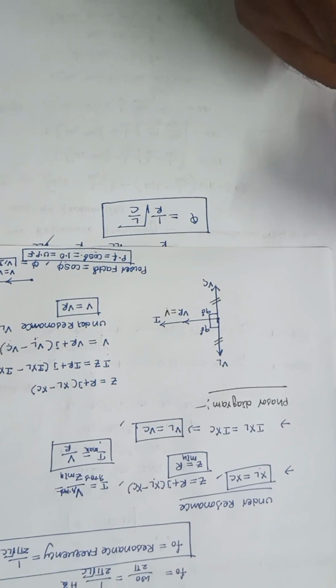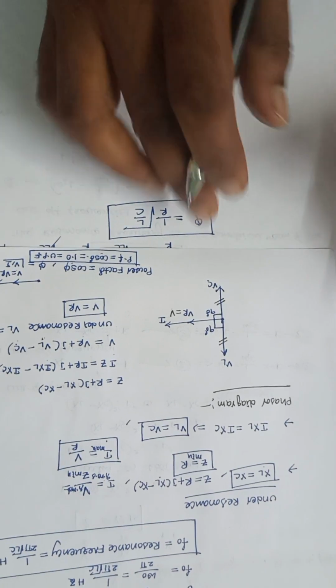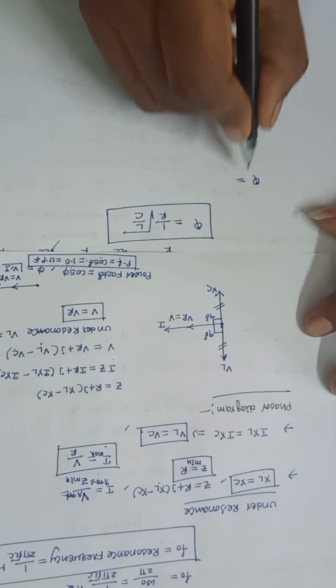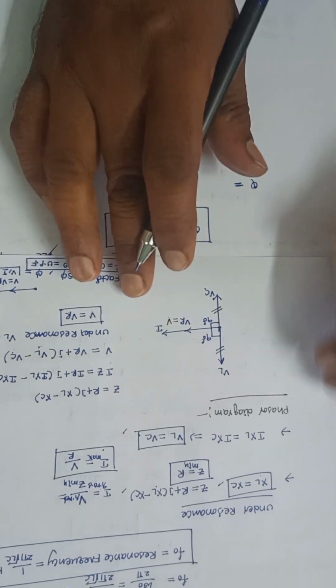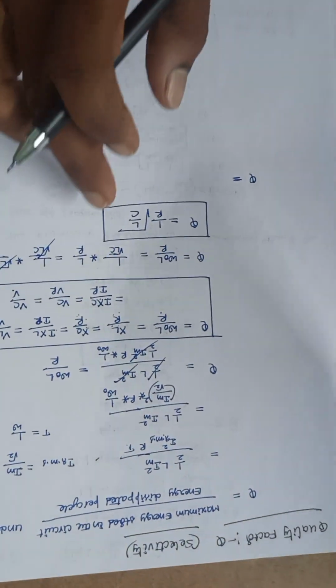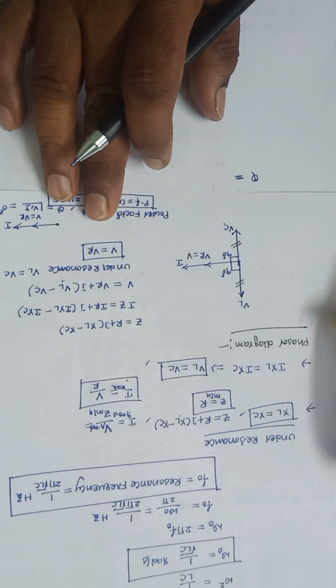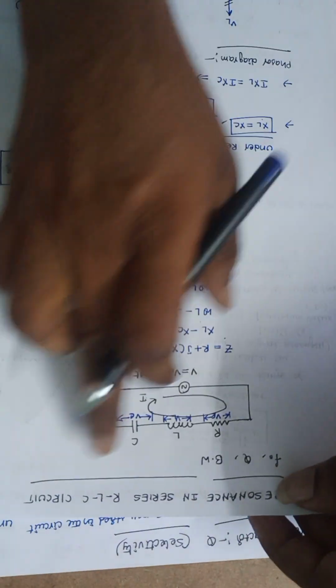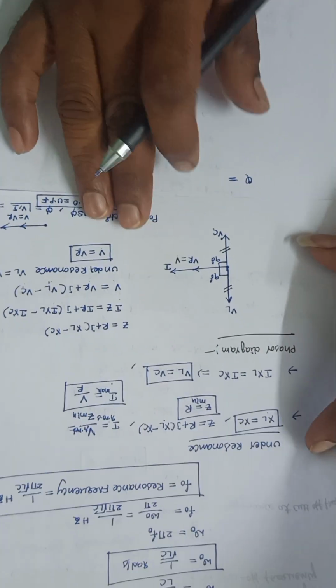This quality factor can also be calculated from this phasor diagram. So how to calculate the quality factor here is from this phasor diagram. This is the phasor diagram for this RLC circuit. We already drew this. This is the phasor diagram for this series RLC circuit.